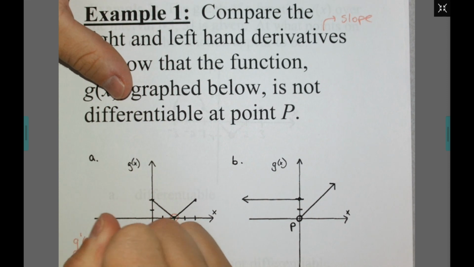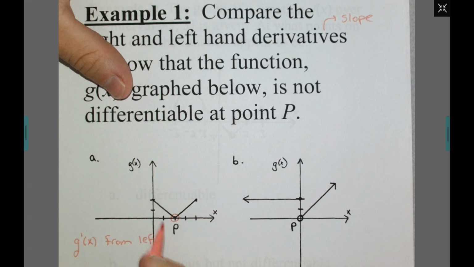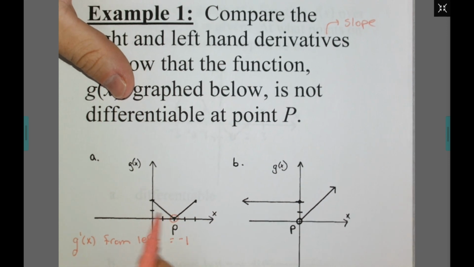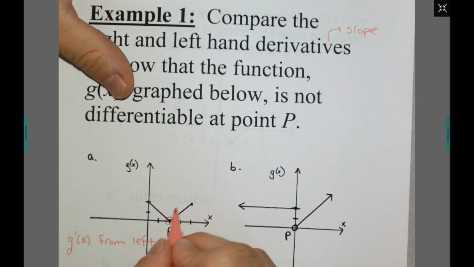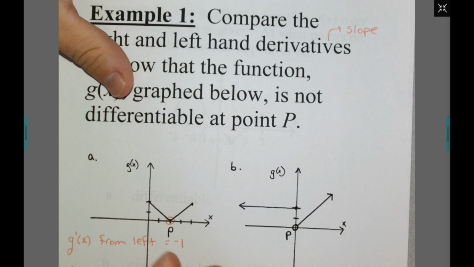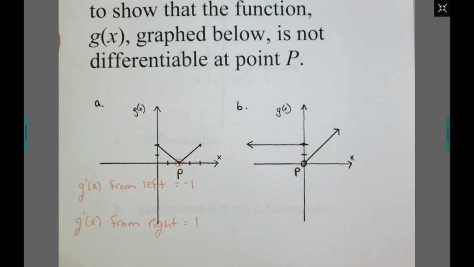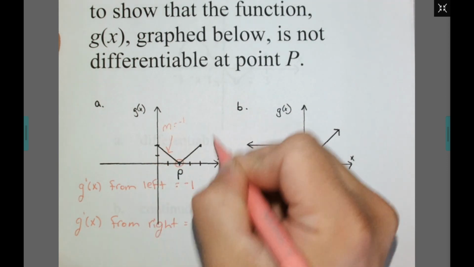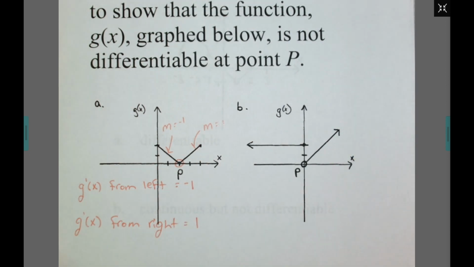So looking at point P, from the left, I'm going to say g prime of x from left. If I find the slope from the left-hand side as I approach it, it is going to be -1. So the slope's -1, that tells me my derivative is -1. From the right, if I was approaching from the right, that side is a +1. Since these two slopes don't match up, left we said -1, right is a +1, since they are not the same, the function is not differentiable at point P.